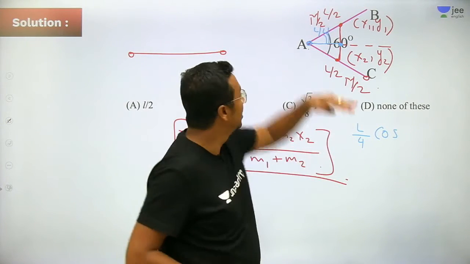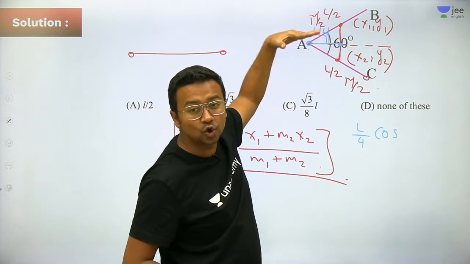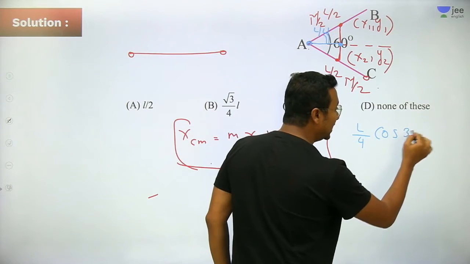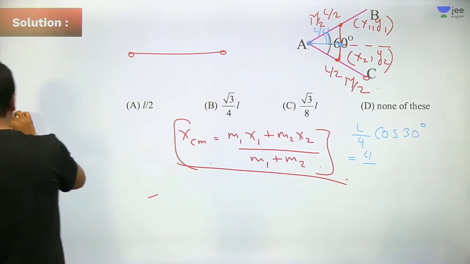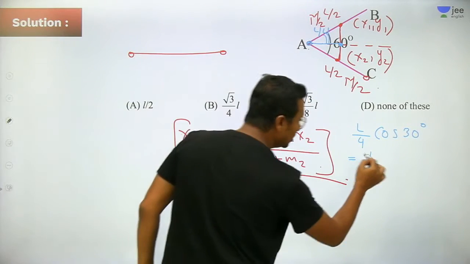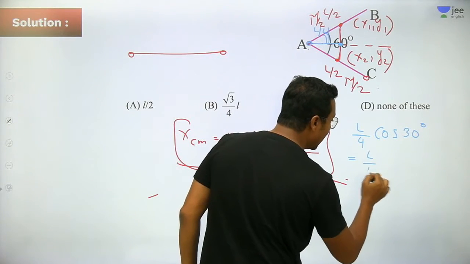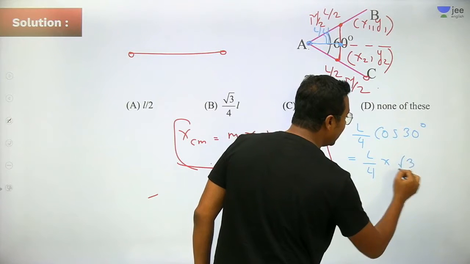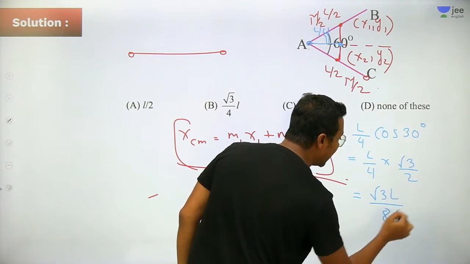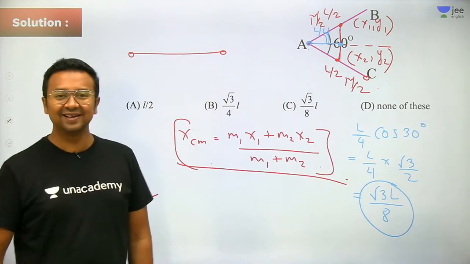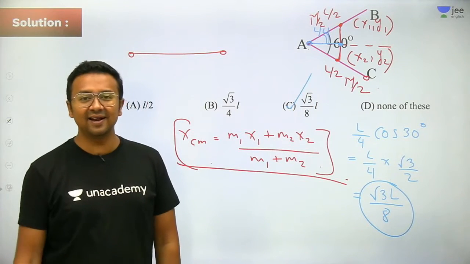Angle bisector ho gaya na? So this is 60. The entire is 60, so this will be equal to 30. So cos of 30 degrees, this will be equal to L by 4 into root 3 divided by 2. So the answer will be root 3L divided by 8. Alright, easy one. Okay, so option C here is the correct answer.